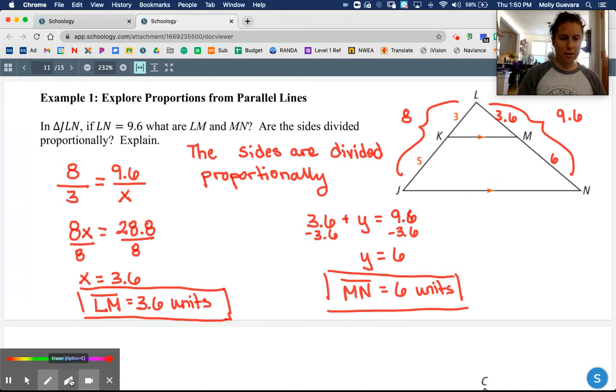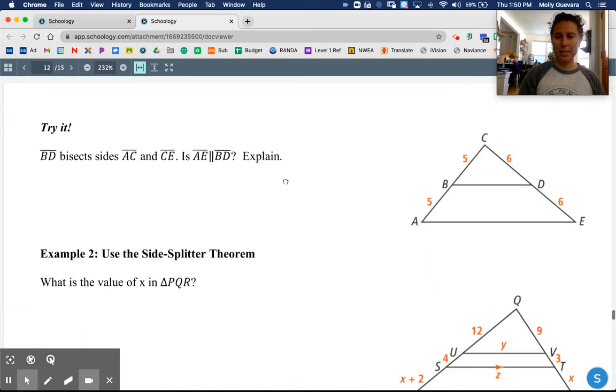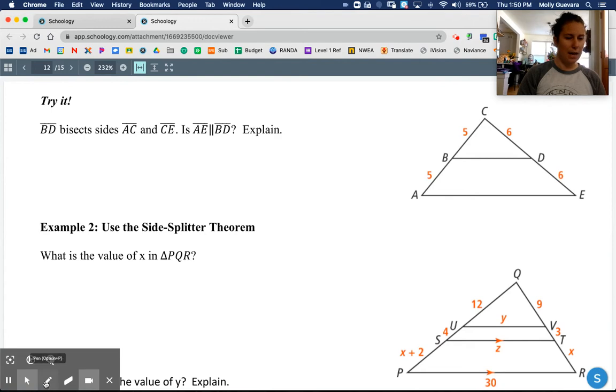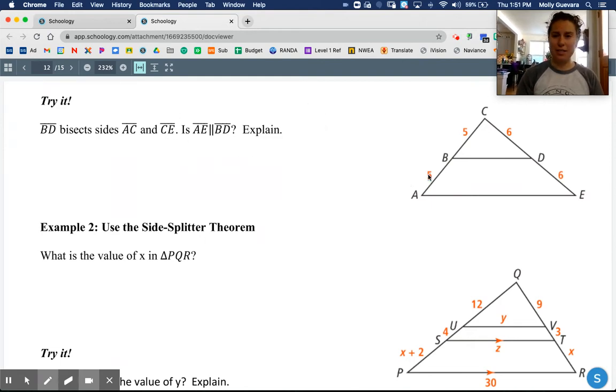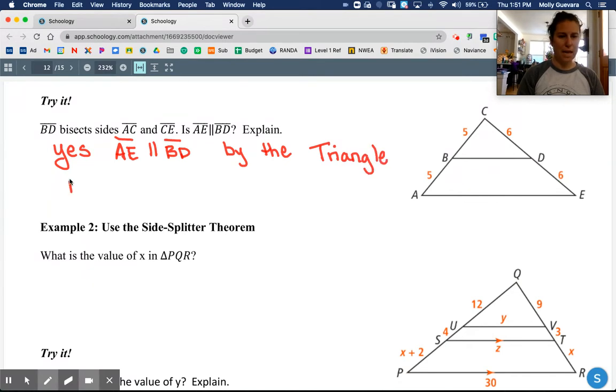So let's look at the next one. That's using the side splitter theorem. Here I have BD bisects AC and CE. So this is the triangle midsegment theorem, and the question is: is AE parallel to BD? And we say yes. AE is parallel to BD by the triangle midsegment theorem.